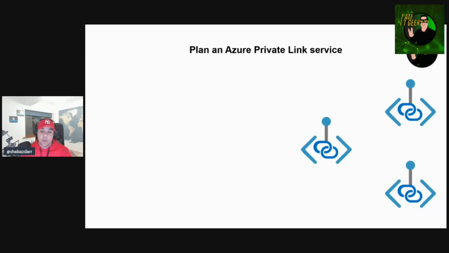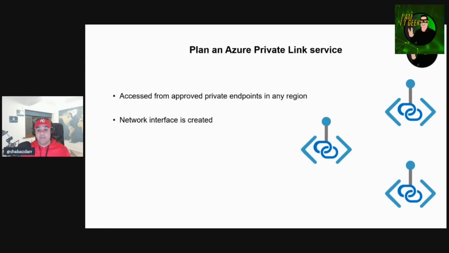Sticking on this topic, a private link service can be accessed from approved private endpoints in any public region. The private endpoint can be reached from the same virtual network and regionally peered virtual networks. The private endpoint can be reached from globally peered virtual networks as well, and on premises using a private site-to-site VPN or an ExpressRoute connection. When you create a private link service, a network interface is created for the life cycle of that resource. This interface is not manageable by the customer. It's a back-end network interface managed by Azure, so you don't see it as a consumer or user.